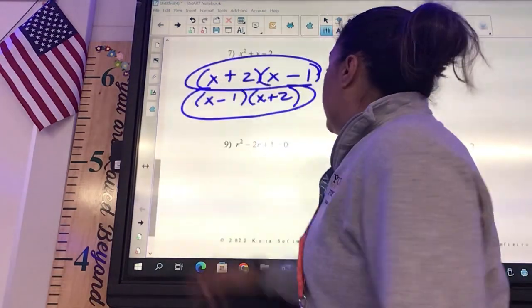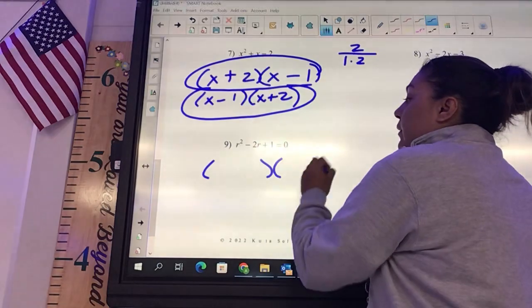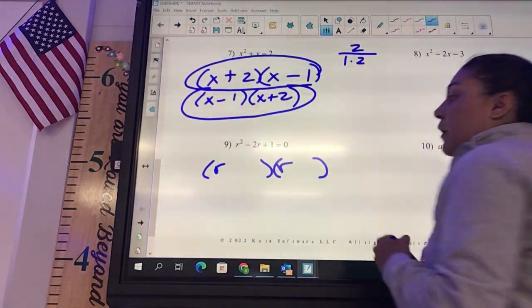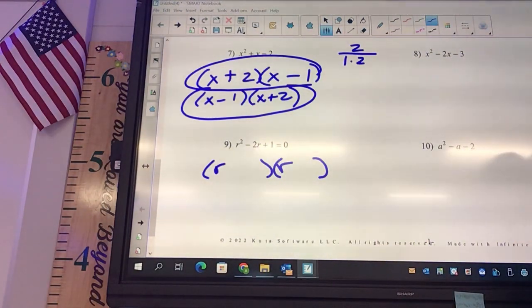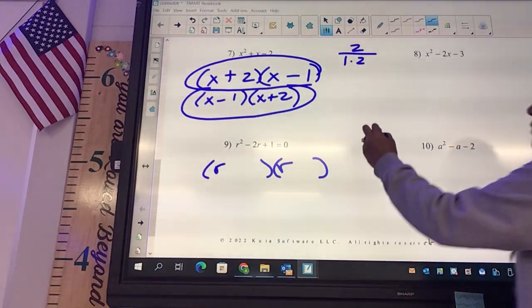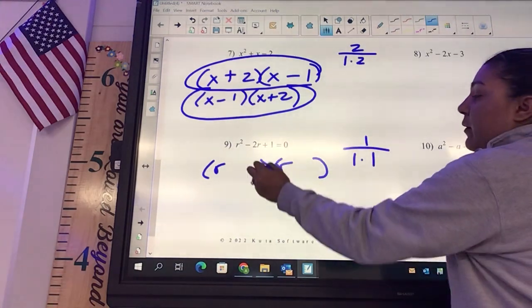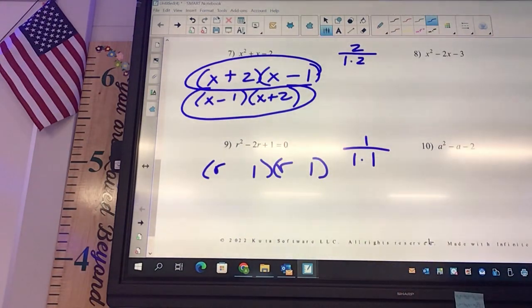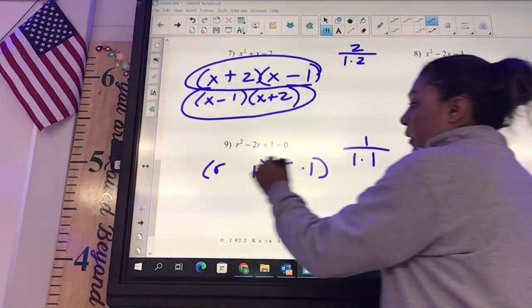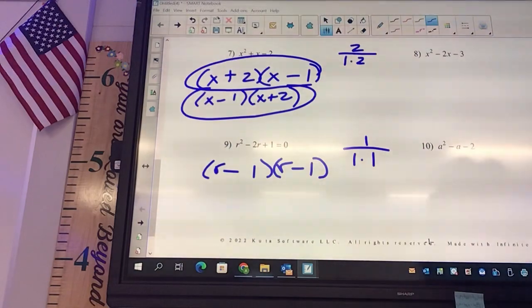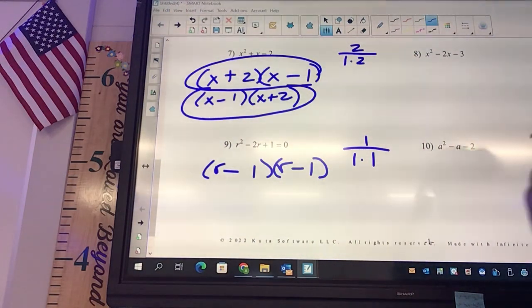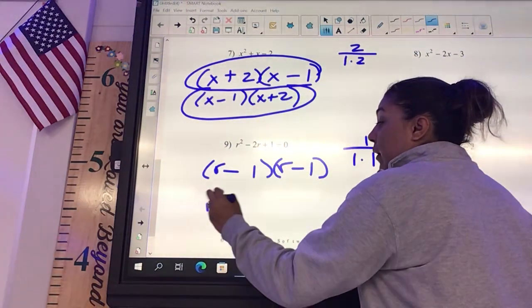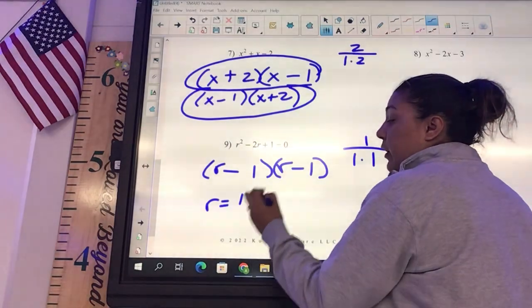Thanks. 9. We're gonna draw our 2 parentheses. And our number is gonna be what? 1. And there's only one factor of 1, and it's 1 and 1. How can I get a -2 with that? Negative, negative. Okay? And our answer is going to be what? R equals 1 or 1 comma 1.